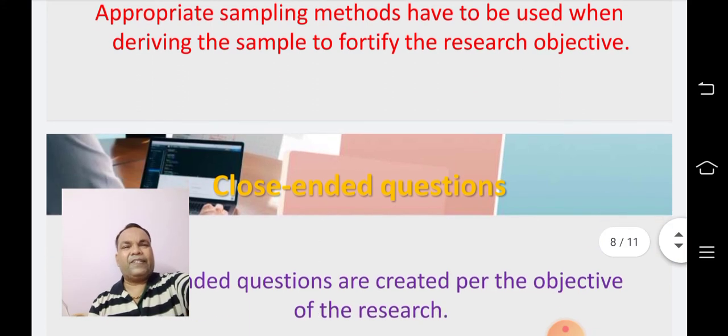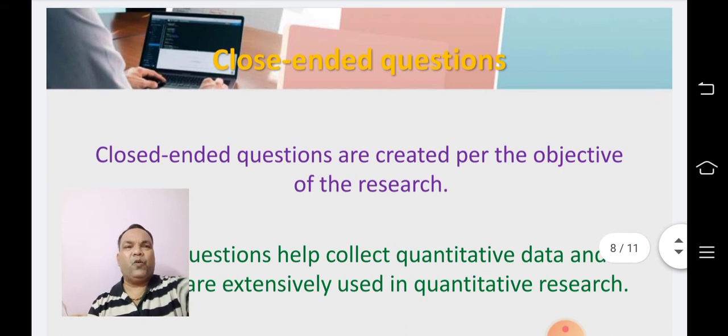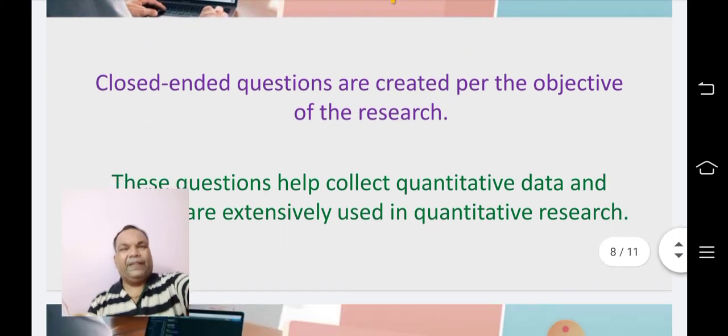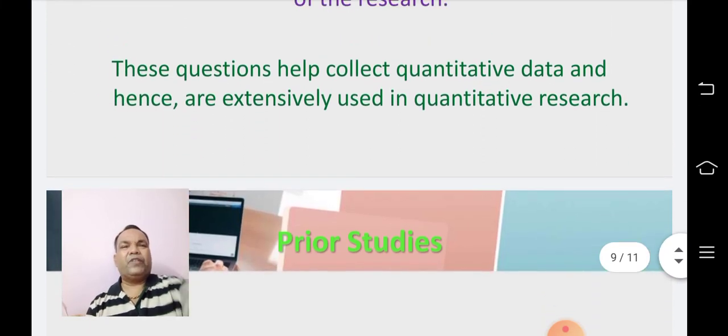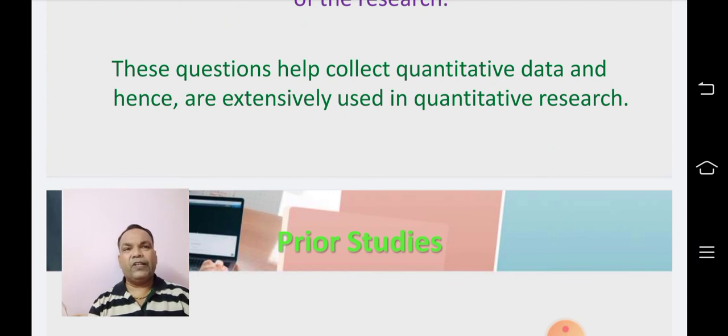Then the next key feature of quantitative research is closed-ended questions. Closed-ended questions are created as per the objective of the research. These questions obviously help collect quantitative data, and hence these questions are extensively used in quantitative research. So, closed questions in quantitative research are really very important.